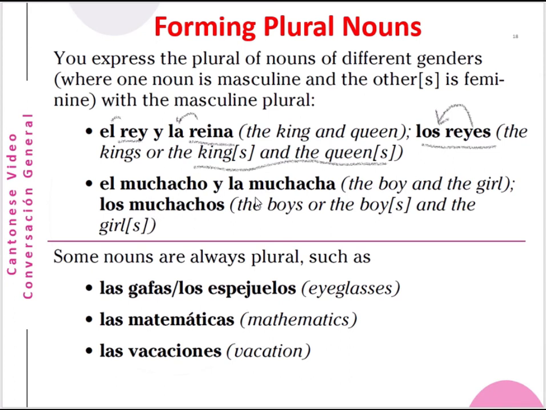El muchacho y la muchacha, the boy and the girl. This is a singular form, so you use the masculine and the feminine articles. But when you are talking about all the boys, or some boys and some girls, you use los muchachos. This is the plural form of the masculine, but it also represents some of them being masculine and some of them being feminine. So you use los muchachos.